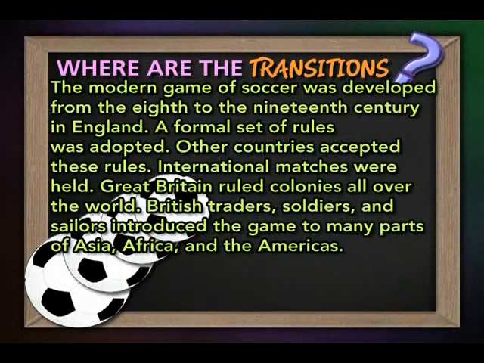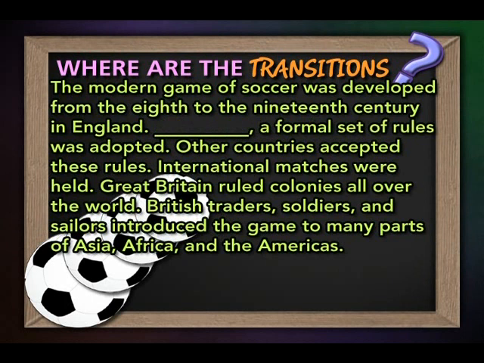Let's take a look at these answers. The modern game of soccer was developed from the 8th to the 19th century in England. We'll leave that sentence alone. That's our introduction. But right here, I need something to link ideas. I need a transition. So I'll put a blank in there. I'll mark that. Blank, a formal set of rules was adopted. Other countries accepted these rules.